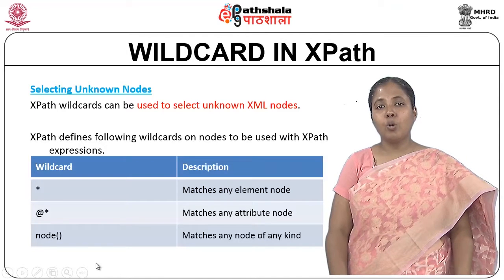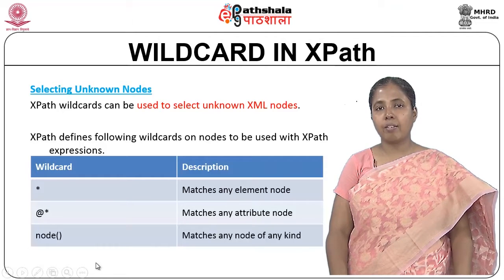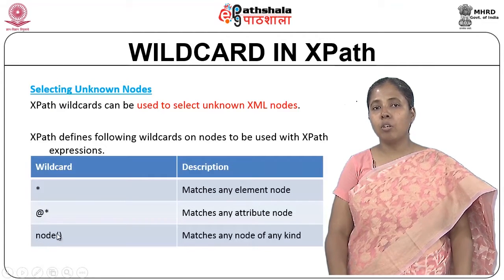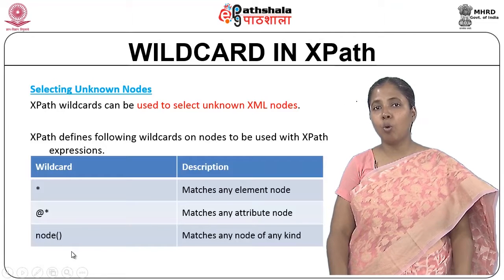Now how do we select unknown nodes? We have support for wildcards in XPath, which are used to select unknown XML nodes. The wildcards are an asterisk, which matches any element node, and at asterisk, which matches any attribute node. The at symbol represents an attribute in an XML file, so this attribute can be anything. The node function matches any node of any kind.